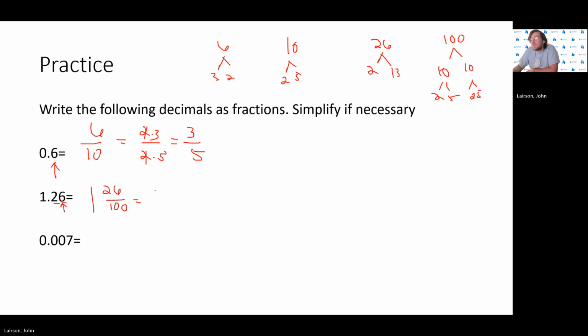So I've got this 1, still just the whole number there. And then we've got 26 on top, which was 2 times 13. And we've got these two 2s and two 5s. And we got, I missed it, a 2 that cancels out. So 1 and 13 over 2 times 5 times 5, 25, 50. 1 and 13 over 50.